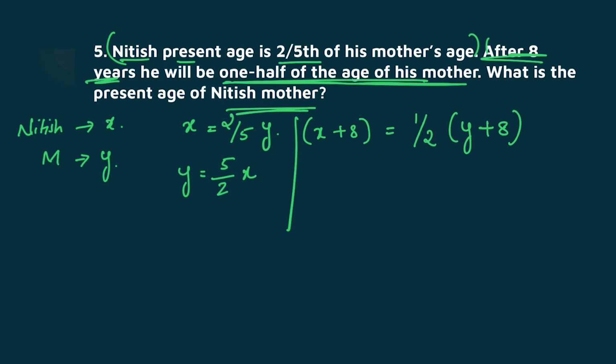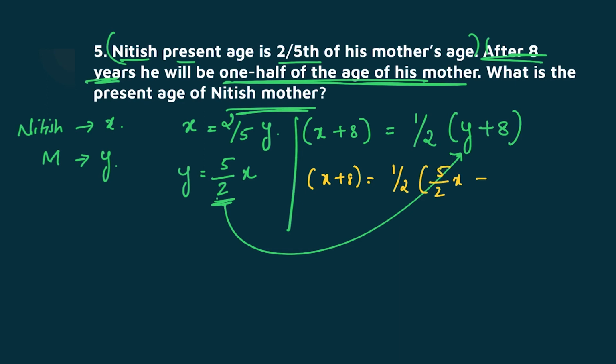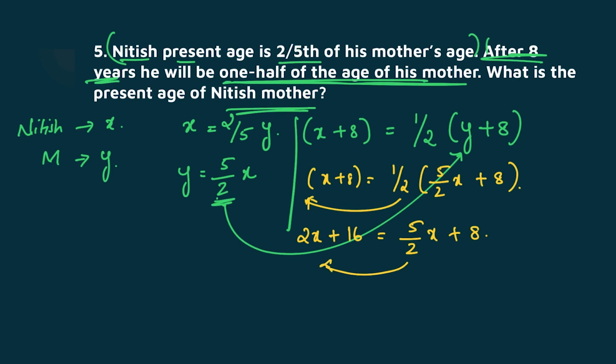So we know the value of y is 5/2 into x. So substitute that value here. We get x plus 8 is equal to half into 5/2x plus 8. So just take 2 to LHS. It becomes 2x plus 16, which is equal to 5/2x plus 8. And now take this 2 to LHS. It becomes 4x plus 32, which is equal to 5x.